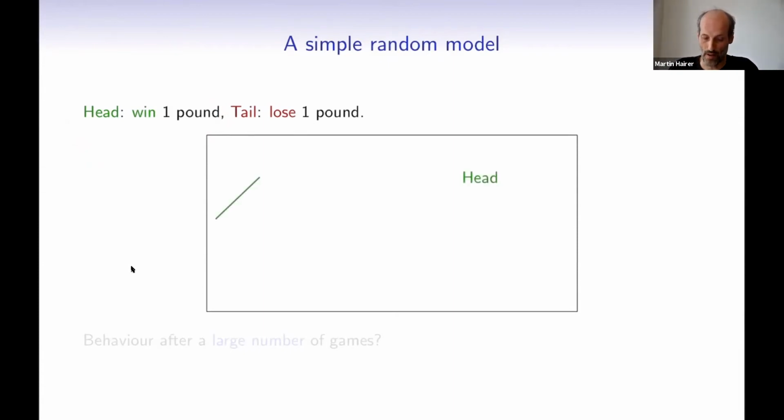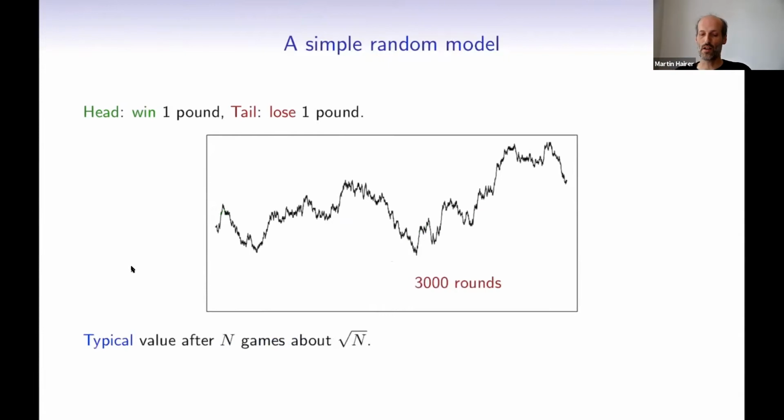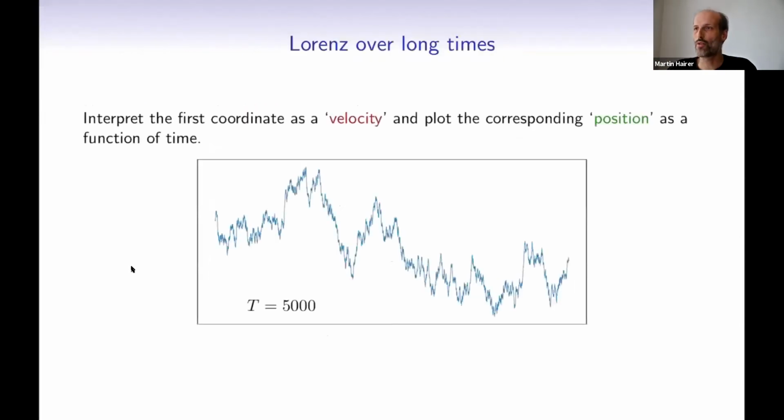So, you get something like this: you throw heads twice, then tails, and so on. You start to see this random walk, which looks quite similar to what we saw for the solution. So what does this look like after a large number of games? Well, if I do this 3,000 times, you see something like that. And if you compare this picture to the one from the Lorenz system, you see they really look very, very similar.